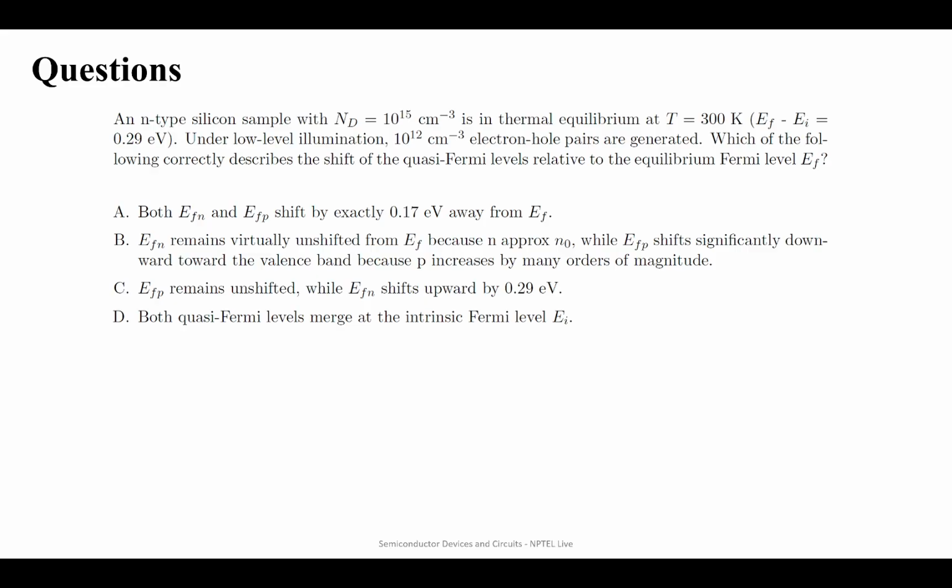Which of the following correctly describes the shift of the quasi-Fermi levels relative to the equilibrium Fermi level EF? A: Both EFN and EFP shift by exactly 0.17 eV away from EF. B: EFN remains virtually unshifted from EF because n approximately equals n naught, while EFP shifts significantly downward towards the valence band because p increases by many orders of magnitude. C: EFP remains unshifted while EFN shifts upwards by 0.29 eV. D: Both quasi-Fermi levels merge at the intrinsic Fermi level Ei.